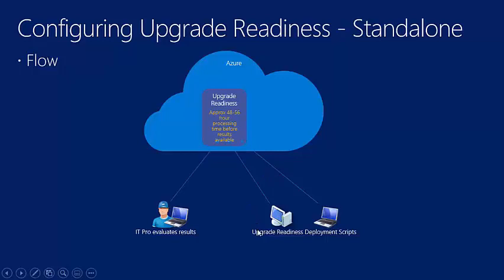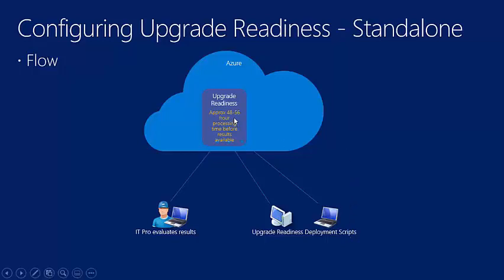So essentially what happens in a standalone configuration is these systems will run what are called deployment scripts. And you'll choose how often to run them. There's different ways that you can cause these scripts to run, right? If you don't have a system like ConfigMgr, you could use Task Scheduler or so many other ways to get these scripts out there. And you'll run them on a periodic basis and supply data up into upgrade readiness.